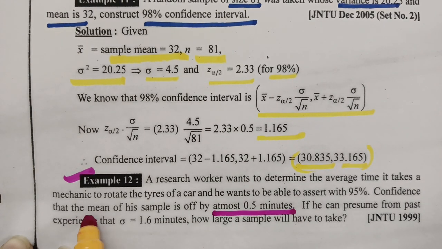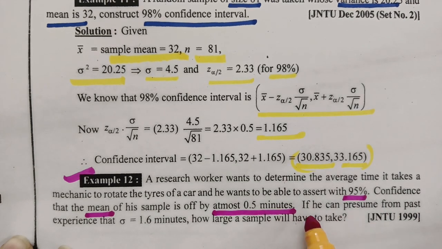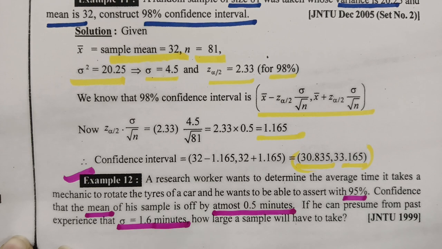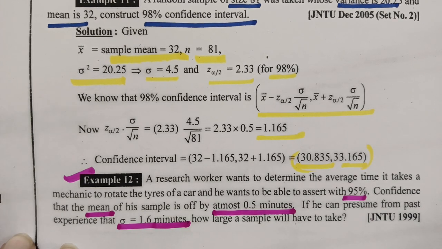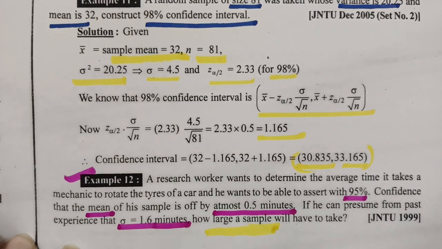So here the mean value is given as 0.5 minutes and 95% confidence is given. And we can presume from past experience that sigma is equal to 1.6 minutes. How large a sample? See here what is asked: we need to find out how large a sample we will have to take. So sample means n is what we need.